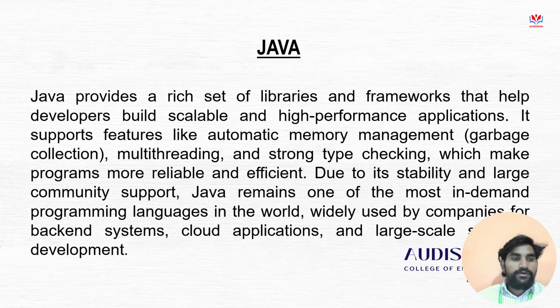Why do we choose Java? Java provides a rich set of libraries and frameworks that help developers build scalable and high performance applications. It supports features like automatic memory management, meaning garbage collection, multi-threading, and strong type checking, which make programs more reliable and efficient. Due to its stability and large community support, Java remains one of the most in-demand programming languages all over the world. Companies use Java for backend systems, cloud applications, and large scale industry development. So this is why and what we are using Java for nowadays.